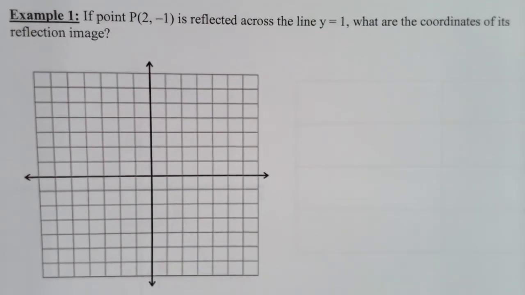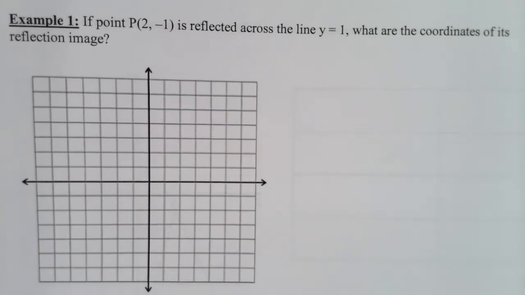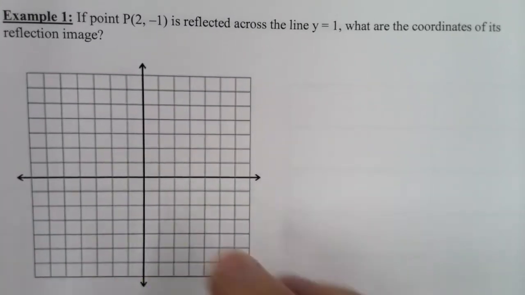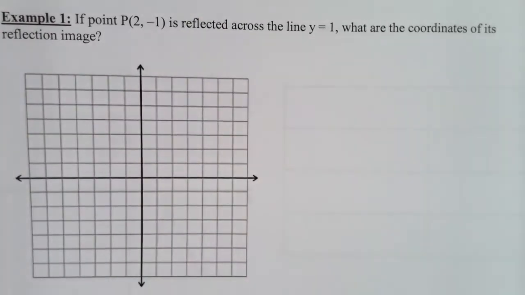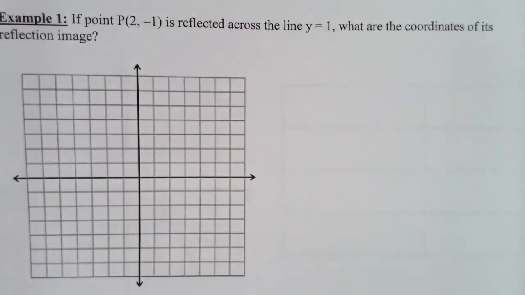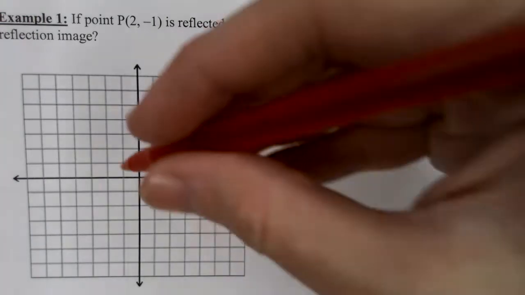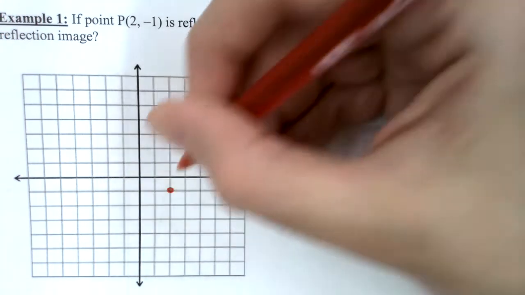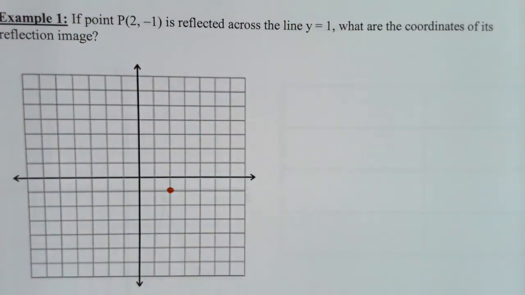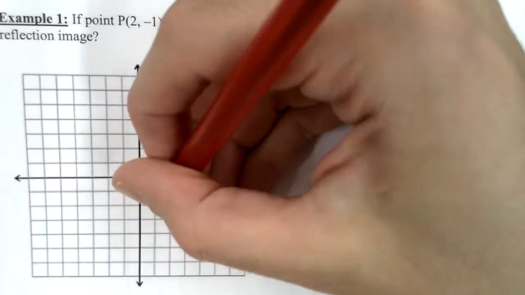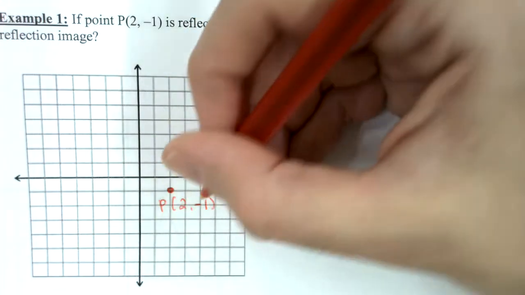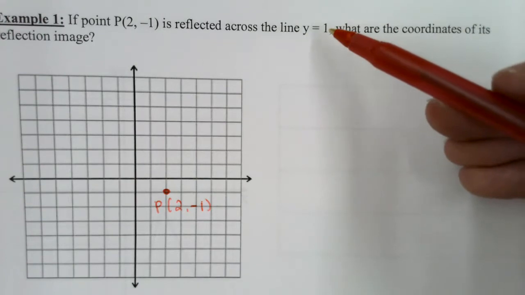Okay. If point P, which is at 2, -1, is reflected across the line y equals 1, what are the coordinates of its reflection image? Now, one thing you need to know is that, well, let's plot point P first to get that over with. Point P is at 2, -1. Okay, so I'll just label it. Let's point P. That's going to be reflected across the line y equals 1.